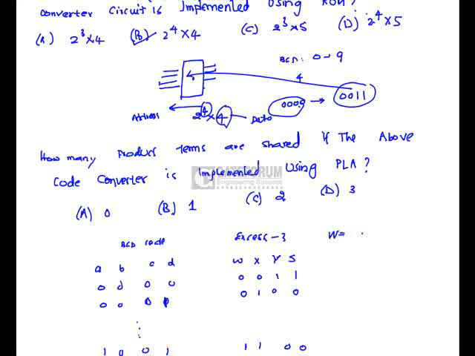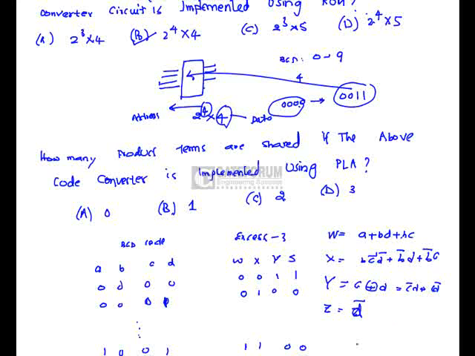will get W as A plus BD plus BC, whereas X is B C bar, D bar, plus B bar D plus B bar C. Y is C exclusive-OR D, that is C bar D plus C D bar. Z is equal to D bar.